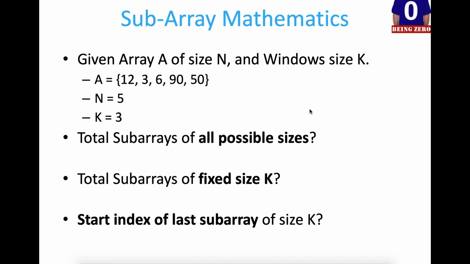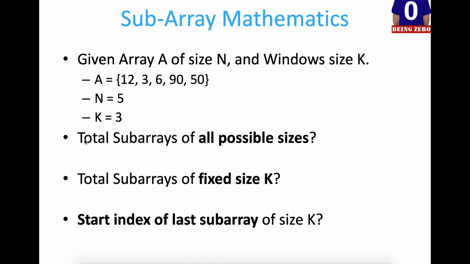Now let's do some quick arithmetic on subarray related problems. Let's say A is an array, N is the size, and K is the window size. Here we have taken an example: an array A where we have 5 elements, and the window size we are considering is 3.